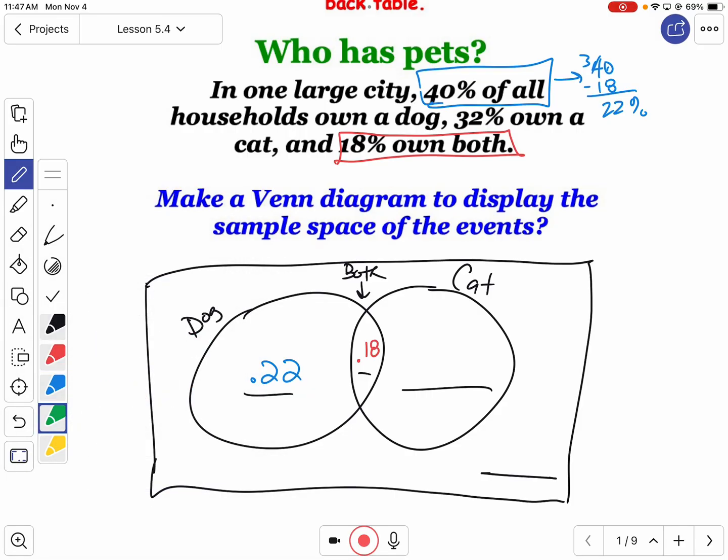Anybody got a cat in here? I like cats, but I don't own one. You don't like cats? Okay, some people don't.